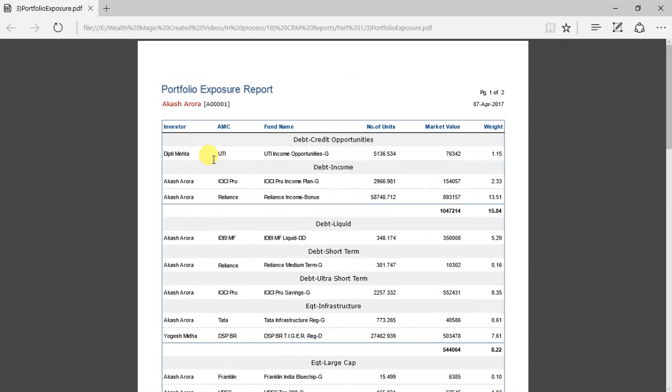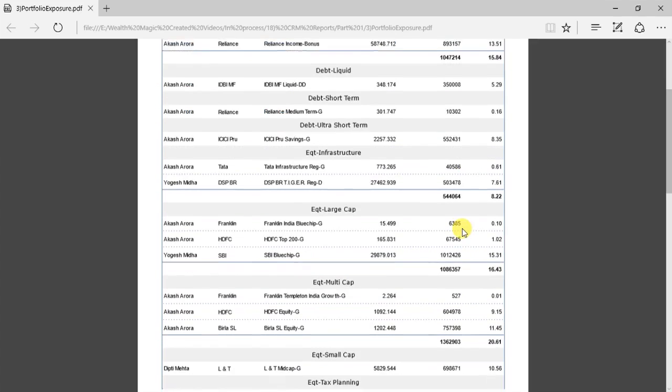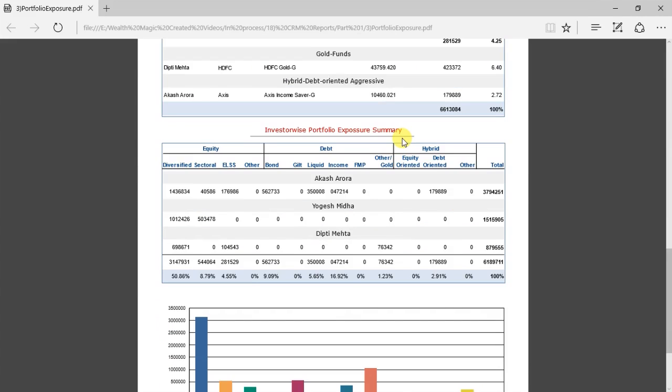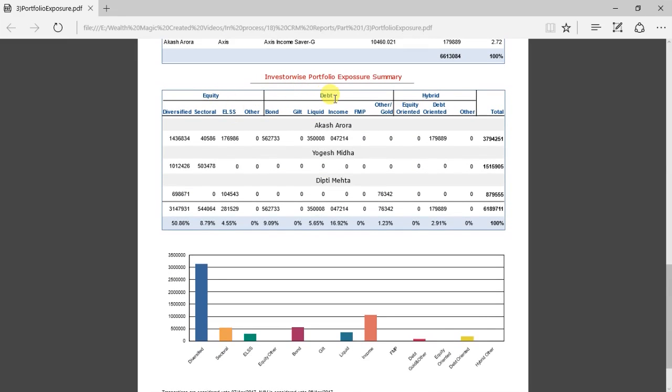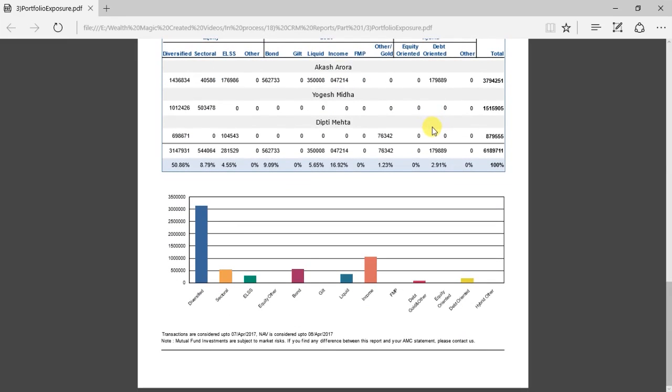The folios, the number of units, the market value, and what is the weightage, that is what is the percentage of his total portfolio that is exposed to that particular sector. Investor wise portfolio exposure summary. Now here you will get a detail of equity, debt and hybrid funds. This is the graphical representation of the portfolio exposure summary.